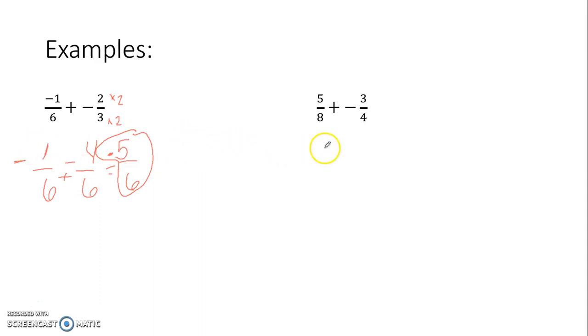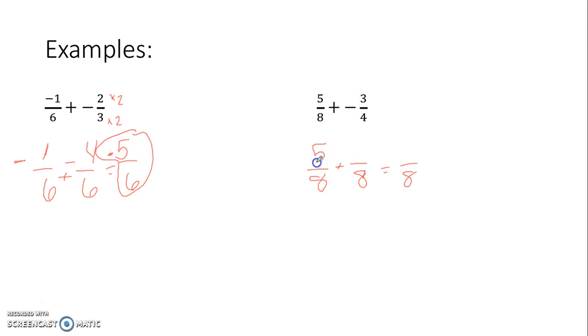Alright, let's look at this other example. 5/8 plus negative 3/4. Okay, so we need to find a common denominator again. That's the very first step, find a common denominator. So we're going to use 8. If you use 32, that's fine. You're just going to have to reduce more at the end.